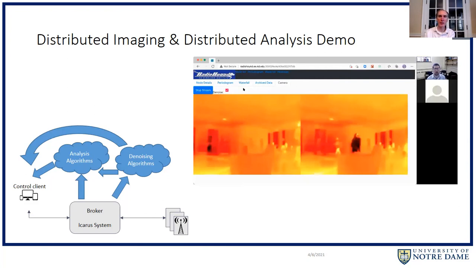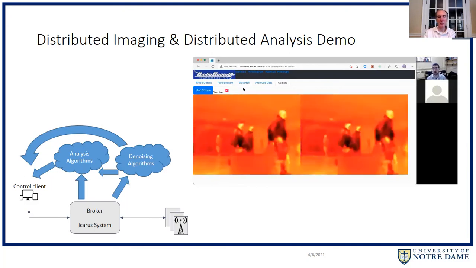There's a distributed computing cluster somewhere else in South Bend that is taking this data, processing it in real time, and then sending it over to the controller. And so we have this kind of distributed system for acquiring and seeing these images.